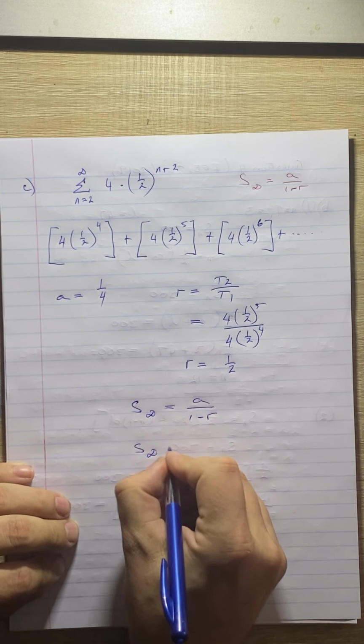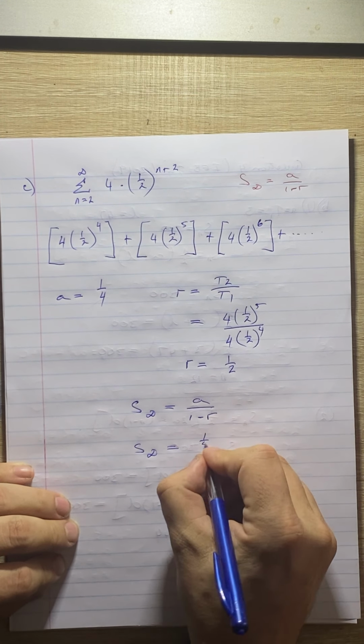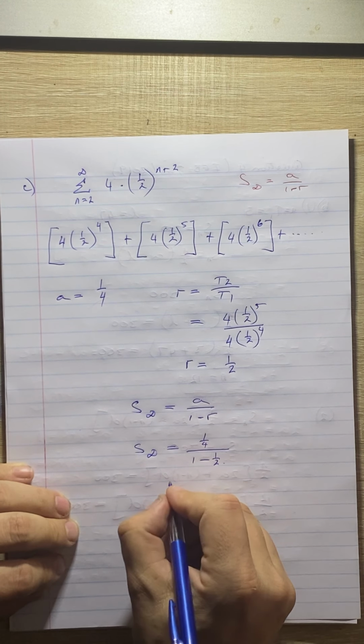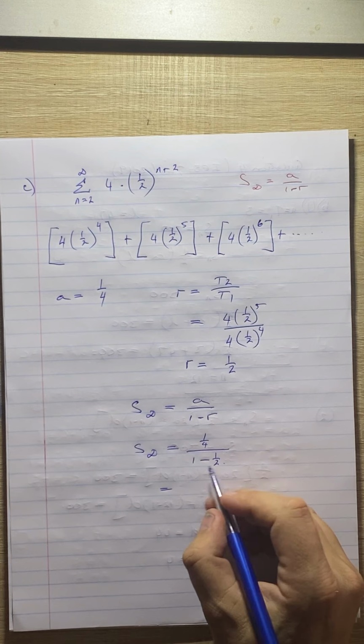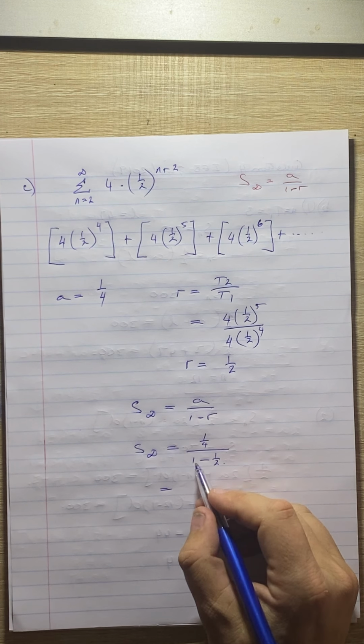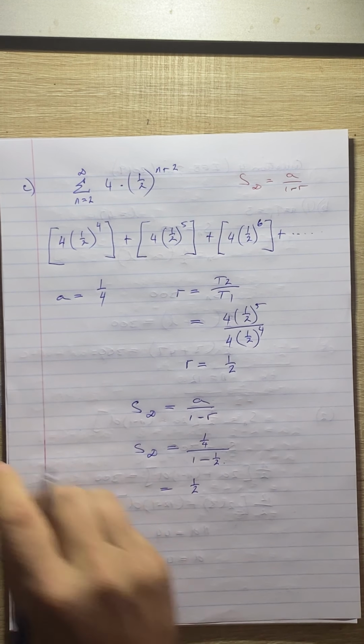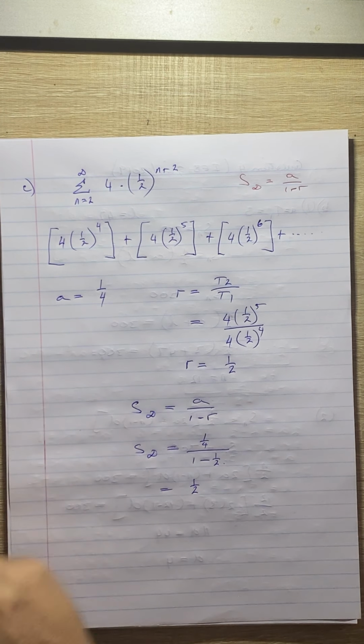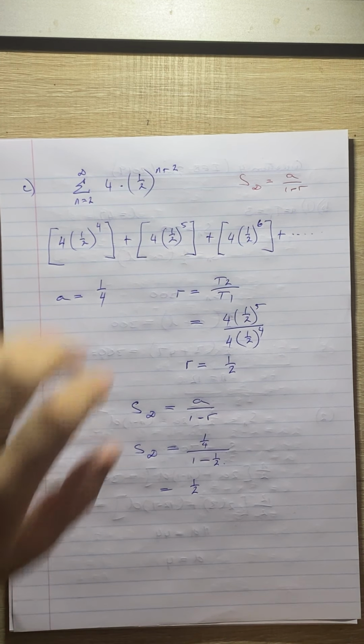Sum to infinity is equal to A, which is a quarter, over 1 minus a half. Okay, so 1 minus a half is a half. A quarter divided by a half is a half. Okay, just make sure of that. And yes, it is. Okay, so there's your sum to infinity.